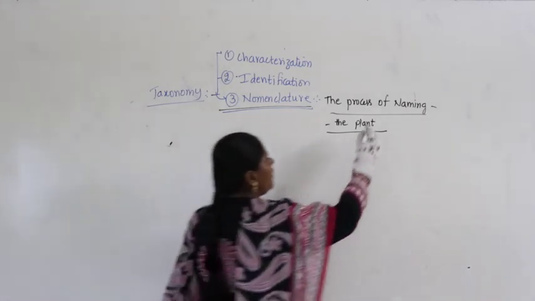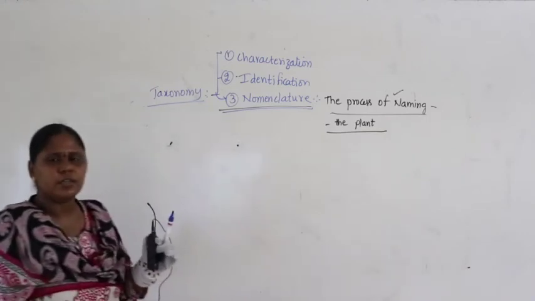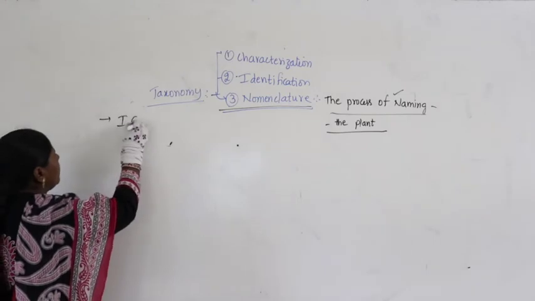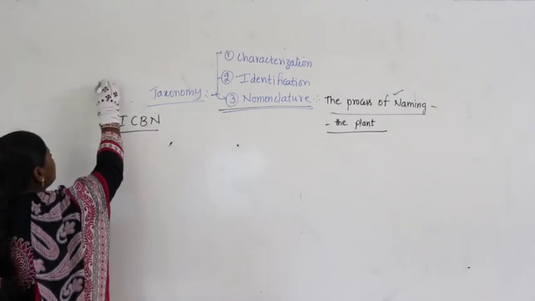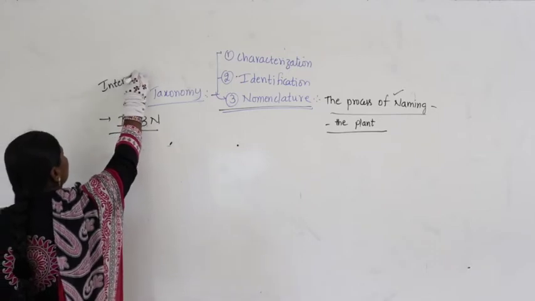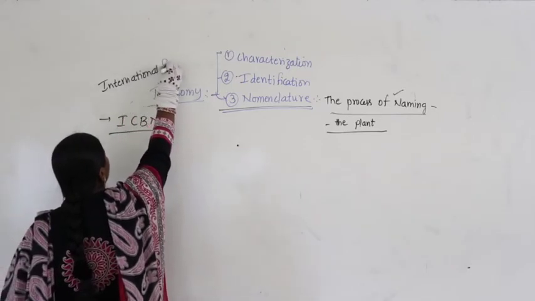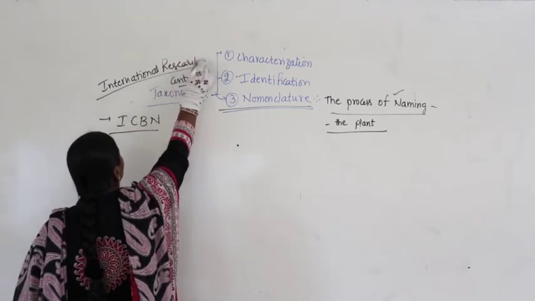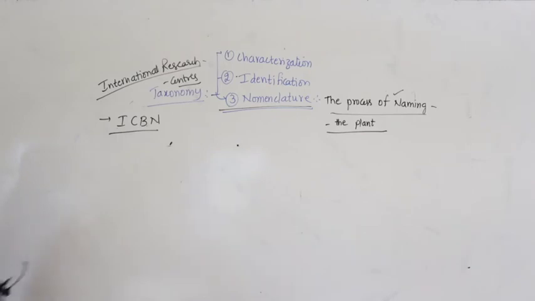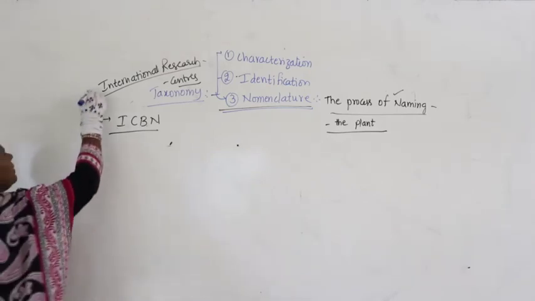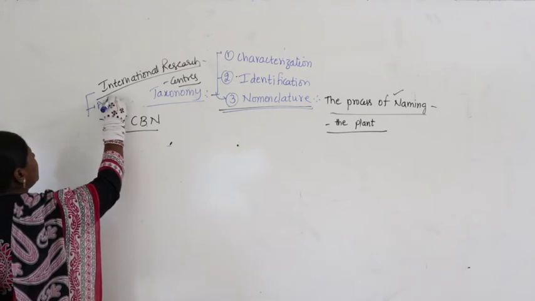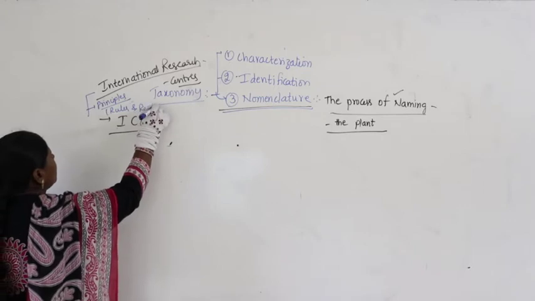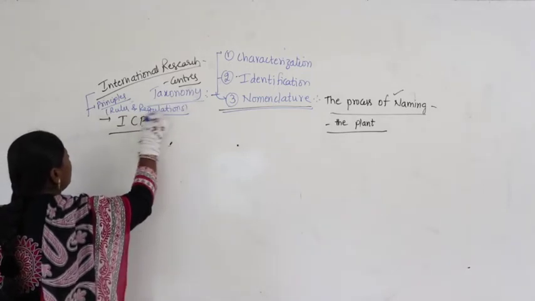So, how do you give a name to the plant? There are certain rules and regulations. What are the rules and regulations? We need to follow rules and regulations according to the international research organizations. These international research centers have given certain rules and regulations. What are these international research centers? They have some principles, meaning rules and regulations, which are given for naming organisms.